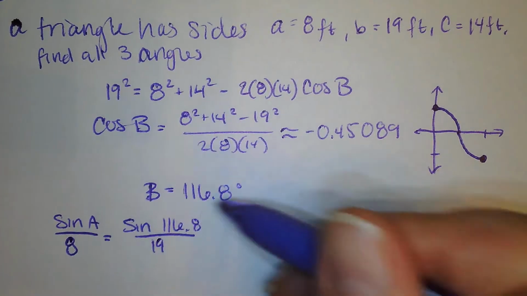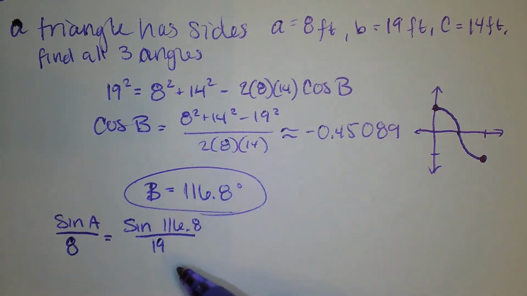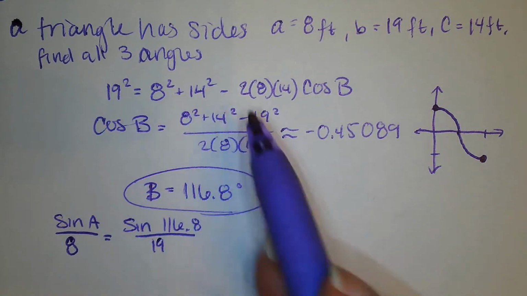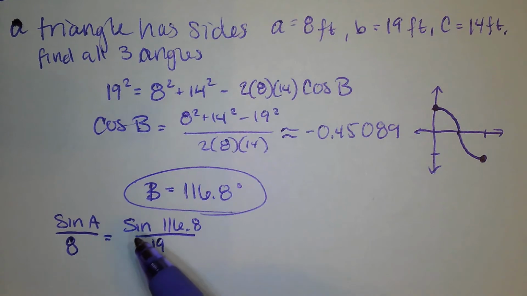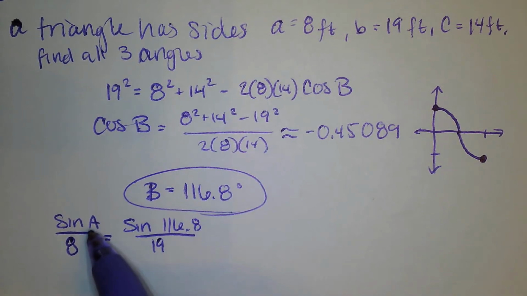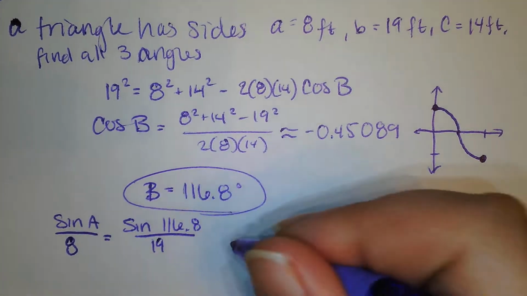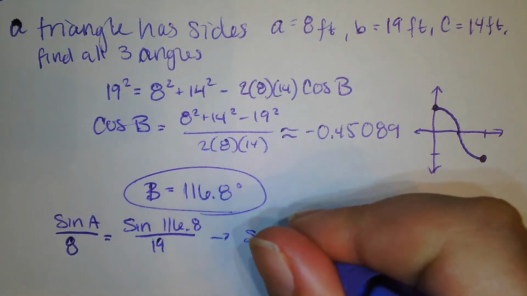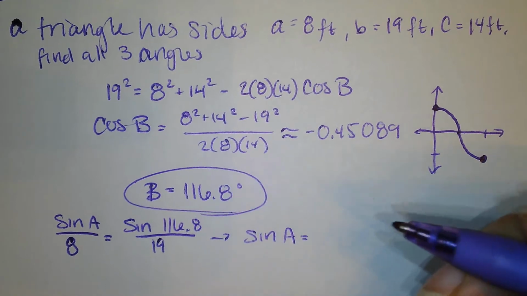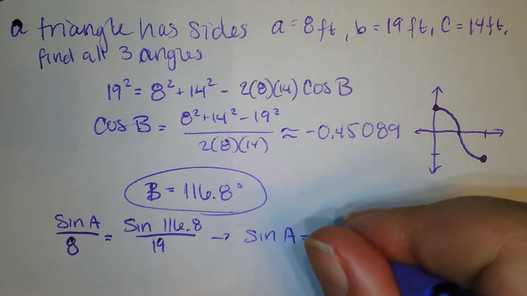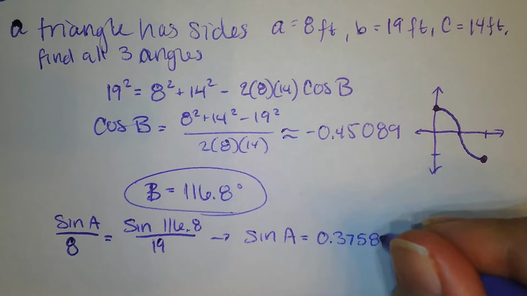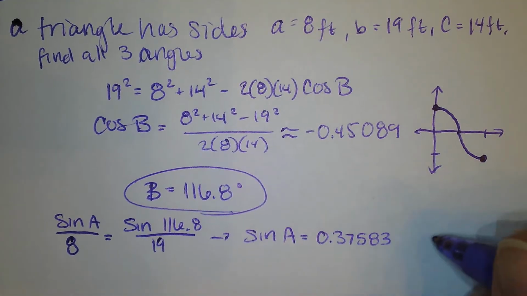And I personally think that this is the way easier formula. So you do this once because you have no other option, and then we revert back to this. Anyhow, cross multiply and then do an arc sine. And we would get sine A equals 0.37583, once you solve.